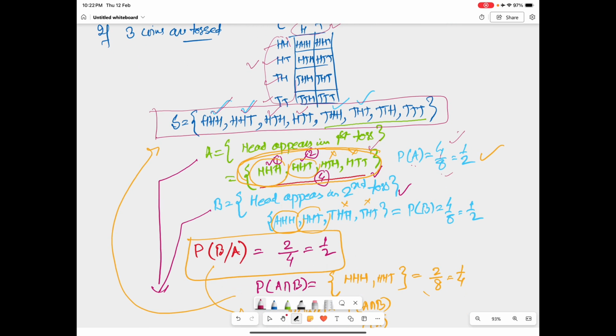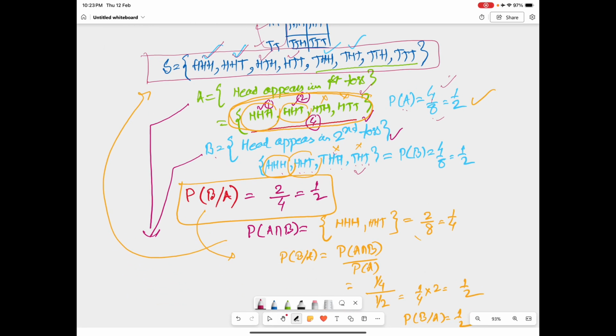Now head appears in the second toss. In the second toss, if head has to appear, you can see HHH, HHT, THH, and THT. So in the second toss, if head is appearing, then the sample space will be given by this, and for it also the probability will be 1 by 2, because there are 4 favorable cases and 8 total cases.